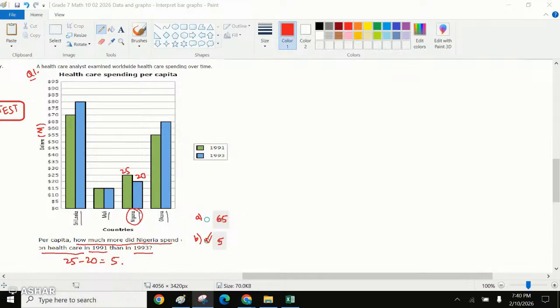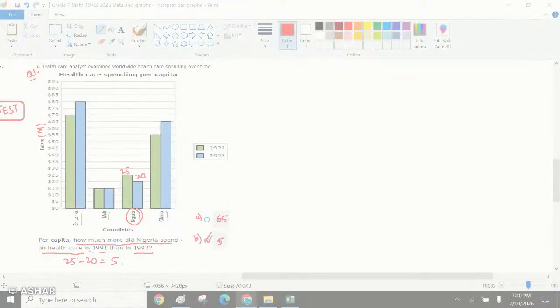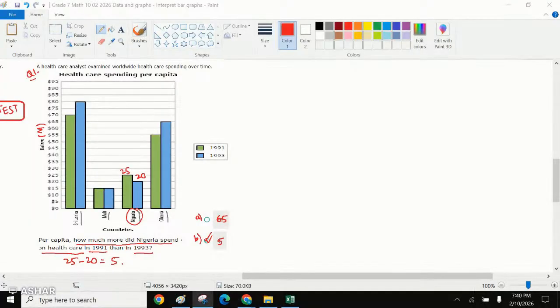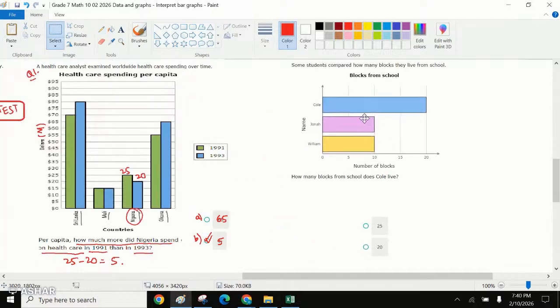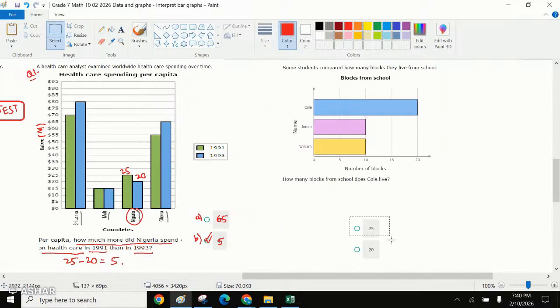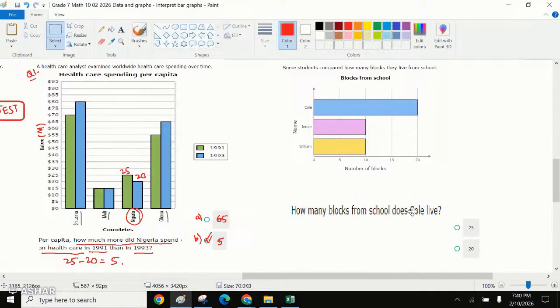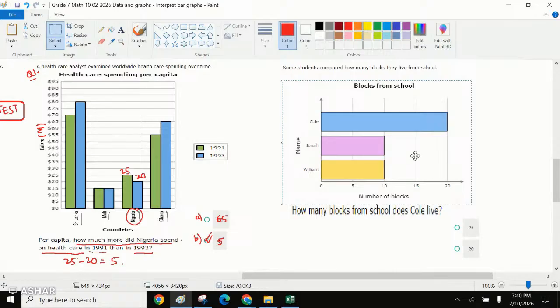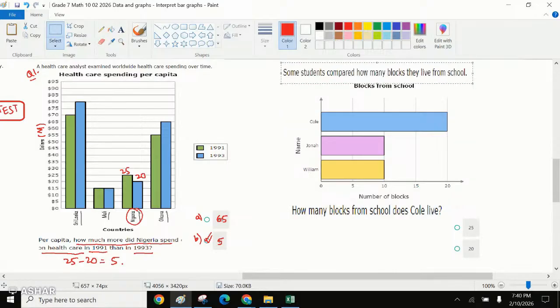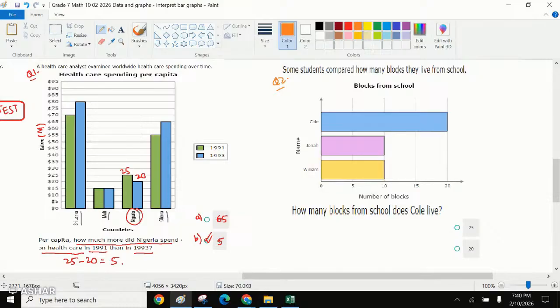So the next question we have is, it says some students compared how many blocks they lived away from the school, right? The distance of their house to the school. So this is the given information that we have. Okay. And this is the statement. Let's try to find this. This would be our question number 2 from the test. So we have two options, option A and option B.